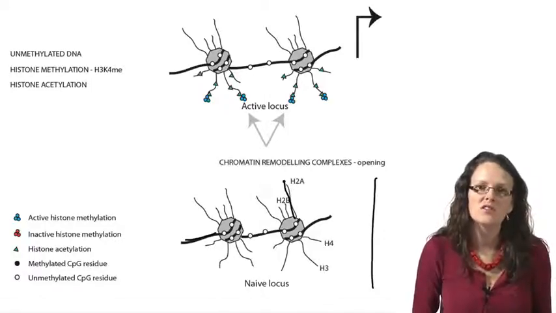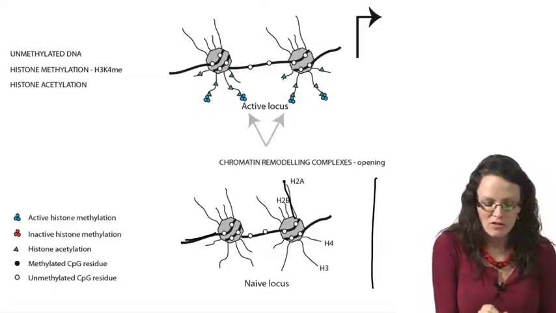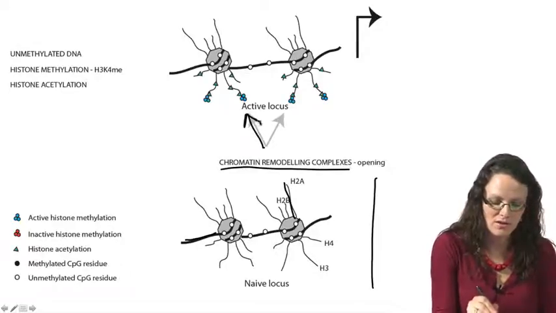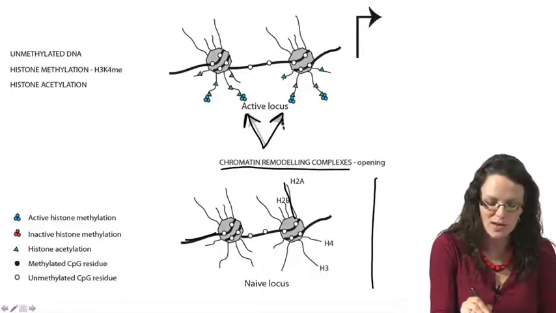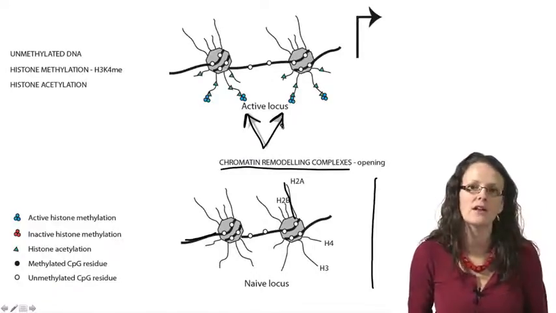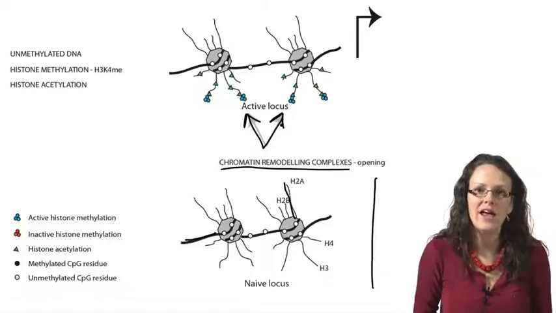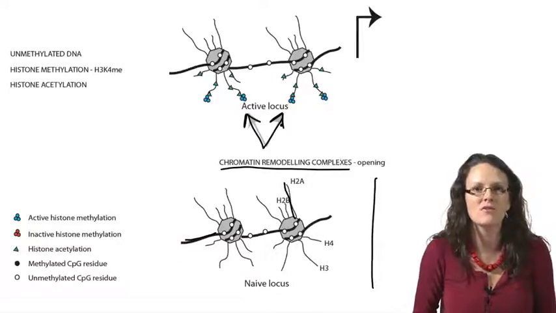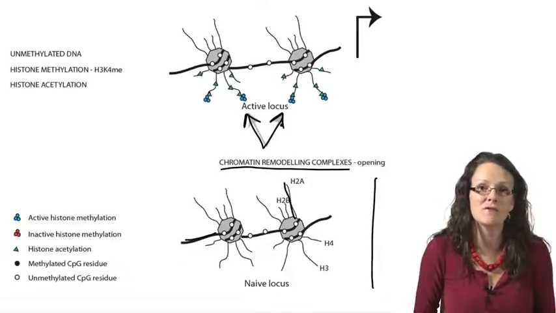When a region is found to be active, chromatin remodeling complexes may have been involved in opening up the chromatin in this area so that the nucleosomes are more sparsely packed. And at an active locus, you'll also find a lack of DNA methylation, so DNA hypomethylation. And along with that, you'll find histone acetylation and often methylation of H3K4, so lysine 4 histone H3.